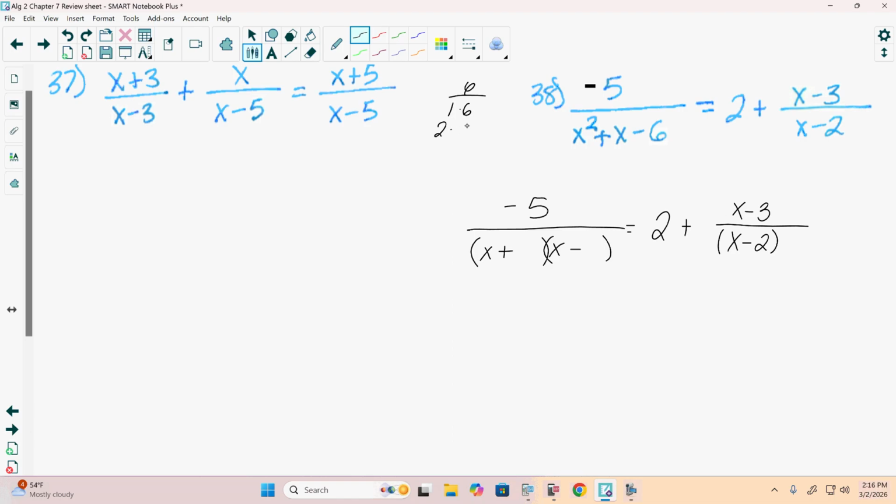Our factors of 6 are 1 and 6 or 2 and 3. The ones I would want to try are 2 and 3, the 3 positive and the 2 negative. And if we check this, negative 2x plus 3x would give us the positive 1x that we wanted.